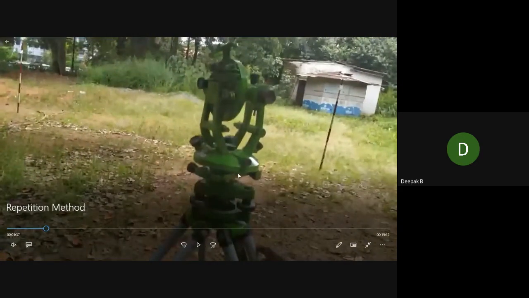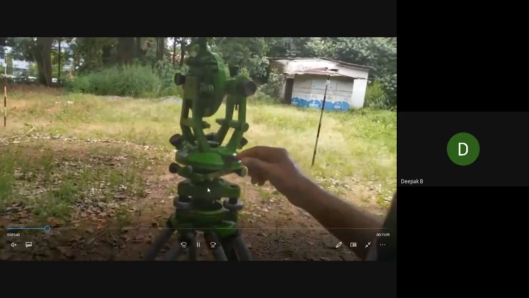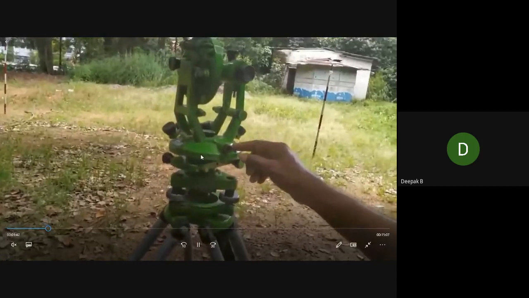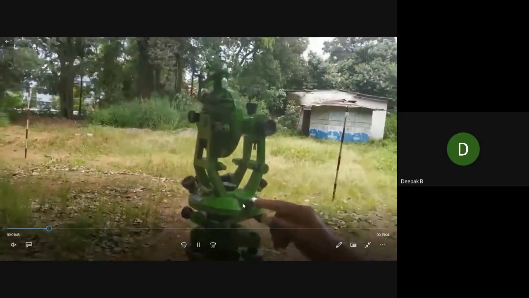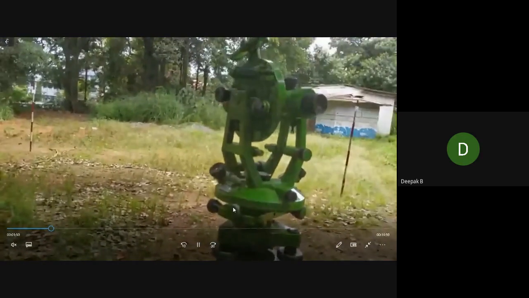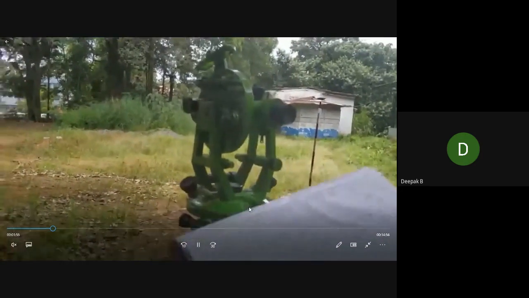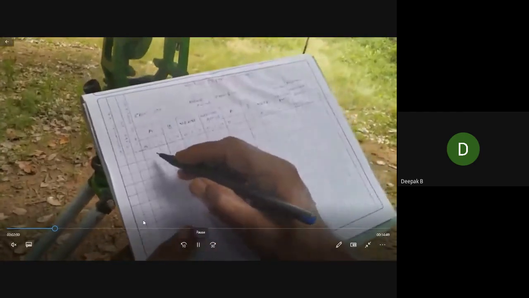Okay. There is also one lens here. If you can see this, this is actually used for centering. That is, if you look through this lens, then you will be able to see the wooden peg that has been fixed beneath the theodolite station. So this is used for centering. That is, it is used to center the theodolite right above the station that we have already fixed, that is right above the point O. Okay. So now we will start taking the readings.